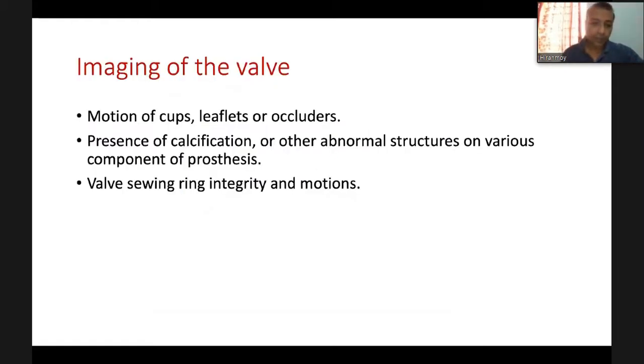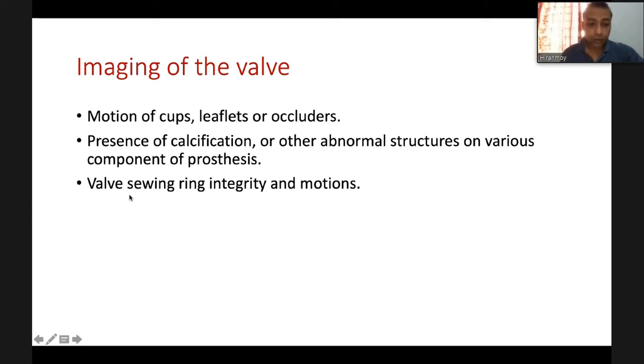Now, for imaging of the valve, you have to look at the motion of the cusps, the leaflet and the occluder. In a prosthetic valve, there is an occluder, we usually call it the occluder. In a bioprosthetic valve, we call them cusps or leaflets. So the occluder movement, whether the two occluders or single occluder are moving well or not, is very important. If one leaflet is not moving, you should carefully look for whether the movement is normal or not. Also look for the presence of calcification or other abnormal structures on various components of the prosthesis.